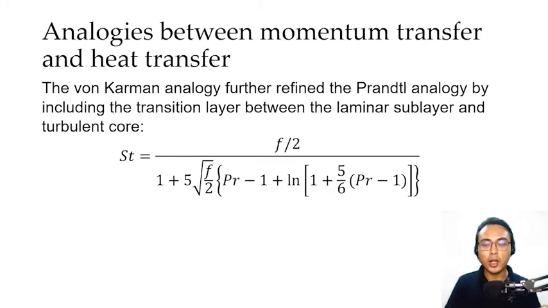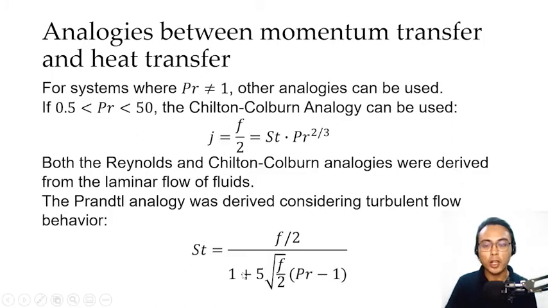But remember that we can always use the analogies between momentum and heat transfer. We can use the von Karman analogy. We just have to solve for the value of the Fanning friction factor. And we can also use the Prandtl analogy because the Prandtl and von Karman analogies are both suited for turbulent flow. So we will be testing 4 different equations to determine the value of the heat transfer coefficient, and we will see if there are differences between those equations. Let's start by determining the Fanning friction factor to be used in the Prandtl and von Karman analogies.